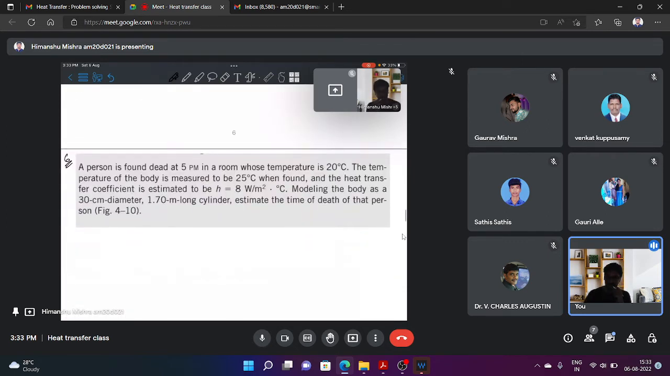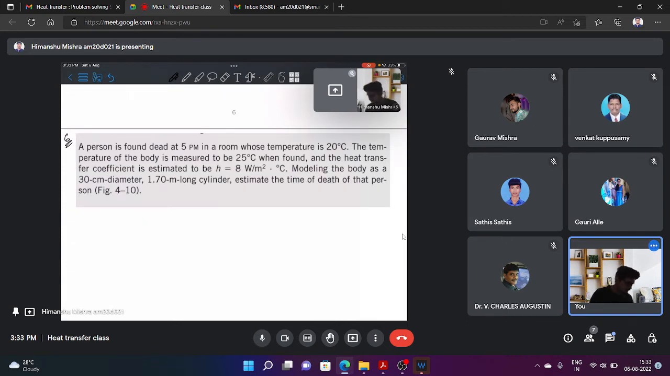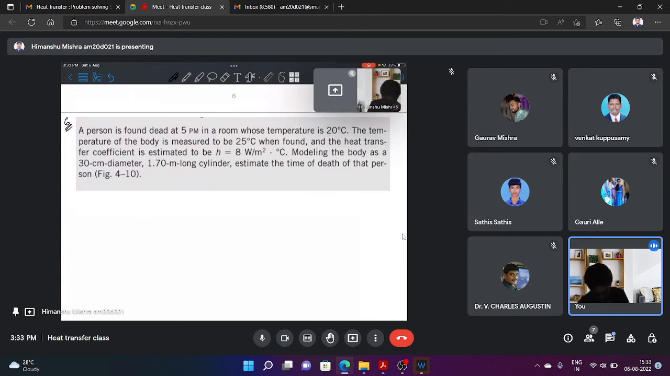So let's move to question number 6. A person is found to be dead at 5 p.m. in a room whose temperature is 20 degrees Celsius. So this is my room temperature, I guess. The temperature of the body is measured to be 25 degrees Celsius when found, and the heat transfer coefficient is estimated to be this. Modeling the body as a 30 centimeter diameter, 1.7 meter long cylinder, estimate the time of death. So this will be a rough calculation, not exactly what the officials are doing, I mean, as of now.